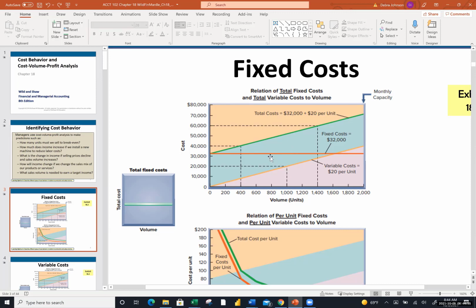So here on the chart, it's that orange line. How do I know it's that orange line? Even though we've made 0 units, it's still 30,000.